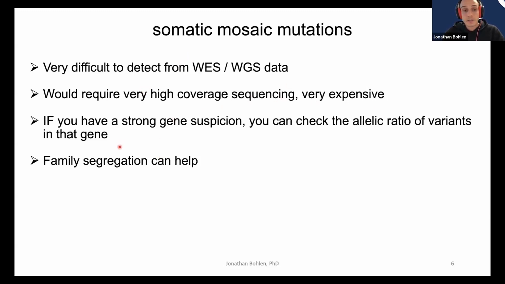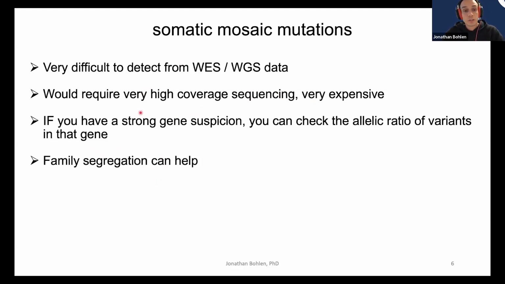I think in some cases, if you have a familial segregation that is not adding up, because your patient carries a pathogenic variant that is not present in the parents, that's when you can infer that it's a de novo somatic mutation and it's likely mosaic.